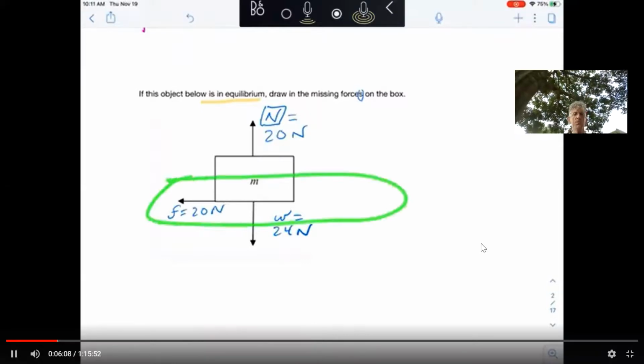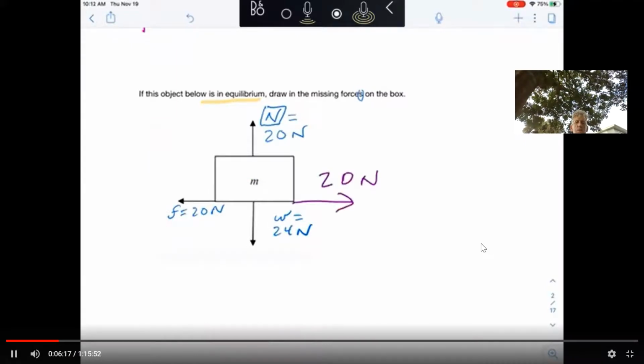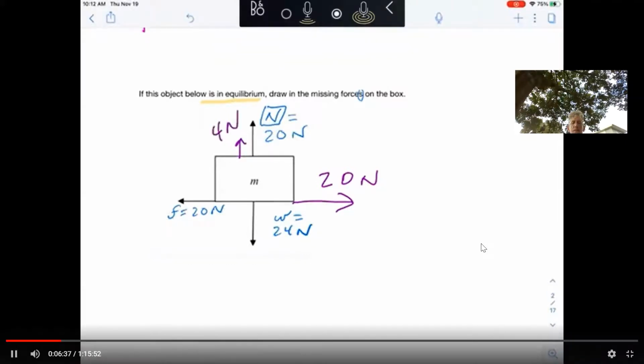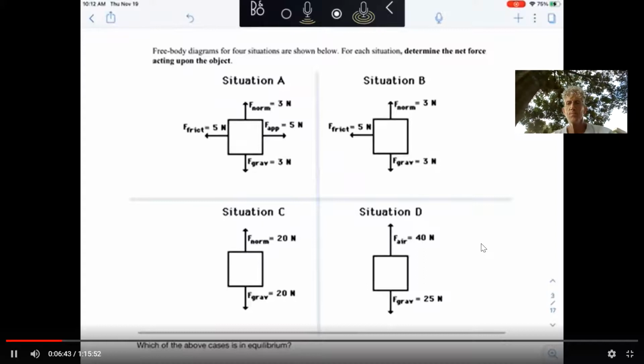Okay, this guy's in equilibrium, so the horizontal forces have to be equal. So I guess the forward force has to be 20 newtons. Let's do the vertical forces now. They're not balanced. They have to equal each other. So I need another 4 newtons going up, right? If you want to find the resultant force, you could do the Pythagorean theorem. Do that. So right here we've got 4 free body diagrams determining net force acting on the object.